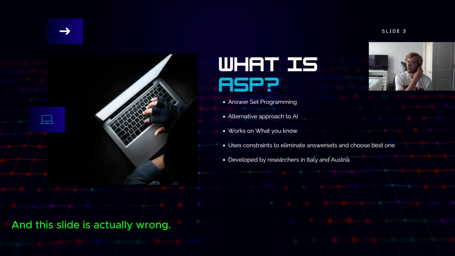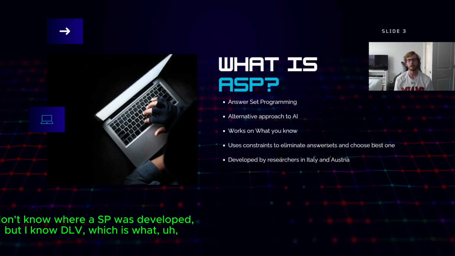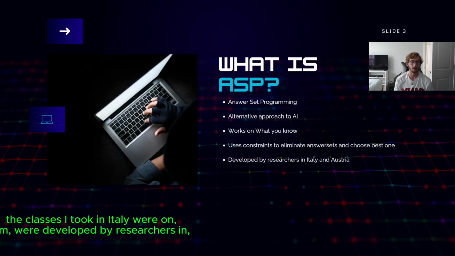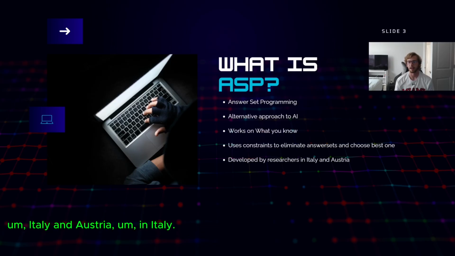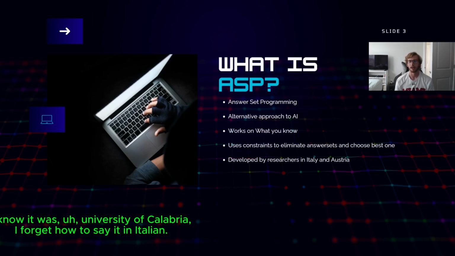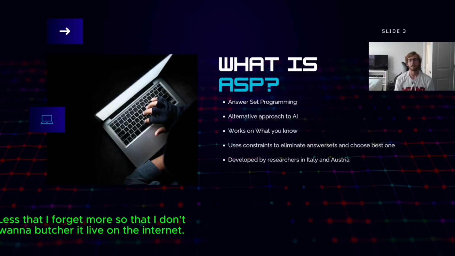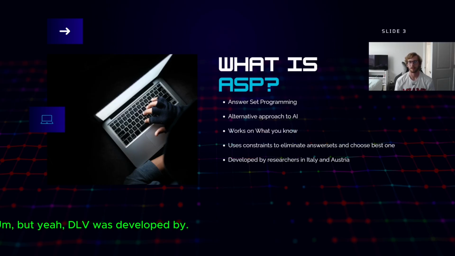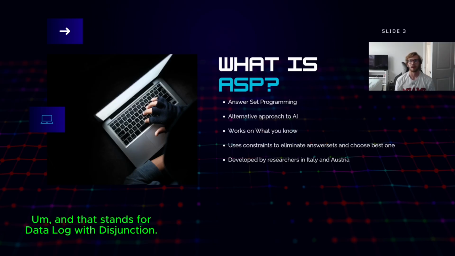And this slide is actually wrong. I don't know where ASP was developed, but I know DLV, which is what the classes I took in Italy were on, was developed by researchers in Italy and Austria. In Italy, I know it was University of Calabria. I forget how to say it in Italian, or rather, I don't want to butcher it live on the internet. But yeah, DLV was developed by Italian and Austrian researchers, and that stands for Datalog with Disjunction.